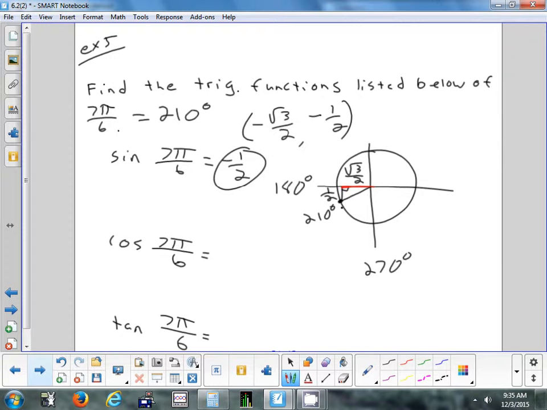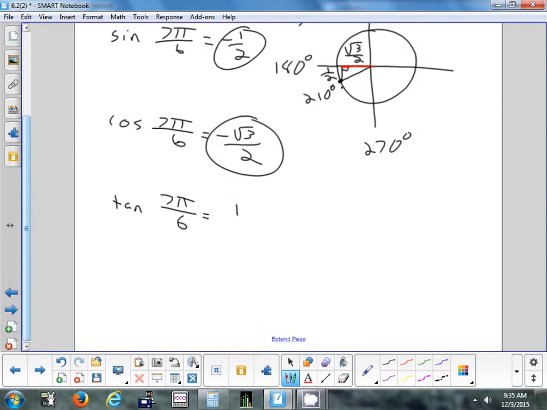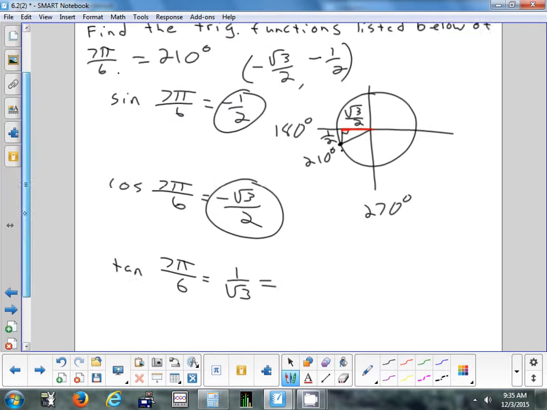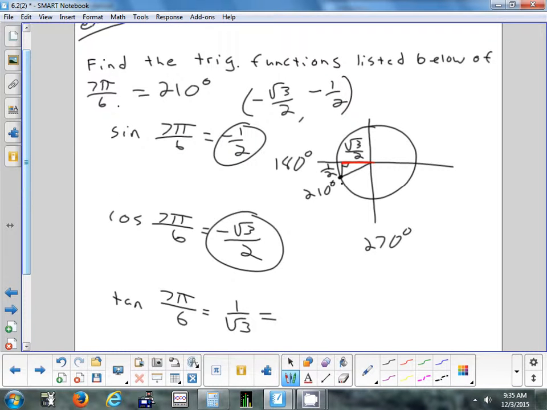Cosine? Good. And my tangent, I've got a negative divided by a negative. Those cancel. The 2's cancel. And I just have 1 divided by square root 3. So we always carry the negative over for both. Yep, keep the negative with the number. Here I didn't because the negative divided by negative is positive. Square root of 3 over 3. Yep, square root 3 over 3.